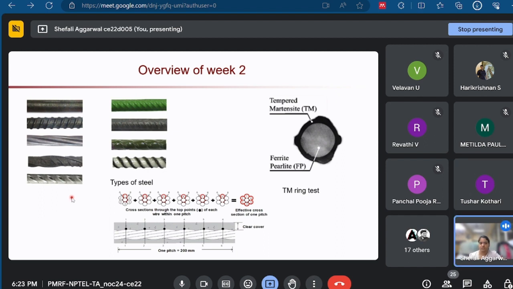Shall we start with the question section? Can you mute yourself, Tushar?